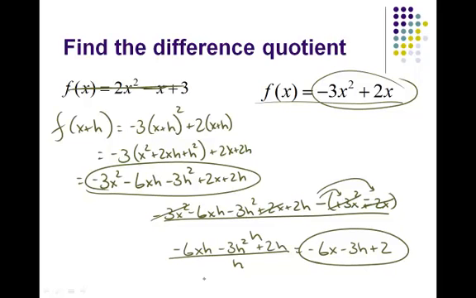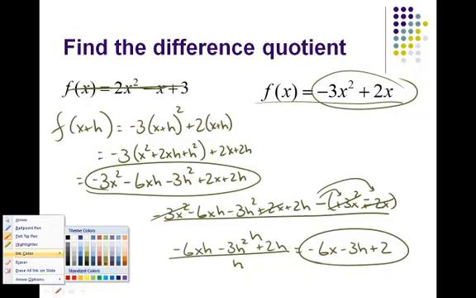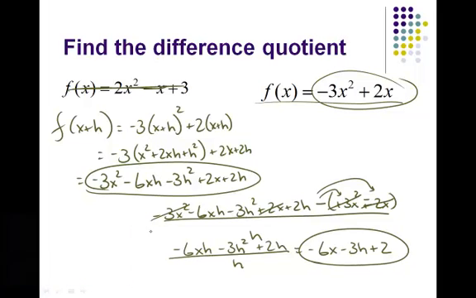I wanted you to note one thing before we move on. When you're at this step, all of the terms that do not have an h should cancel. You should be left with only those terms that have an h, so that when we put it over h, every single one will be able to cancel at least one of the h's in the term. So that's the difference quotient.